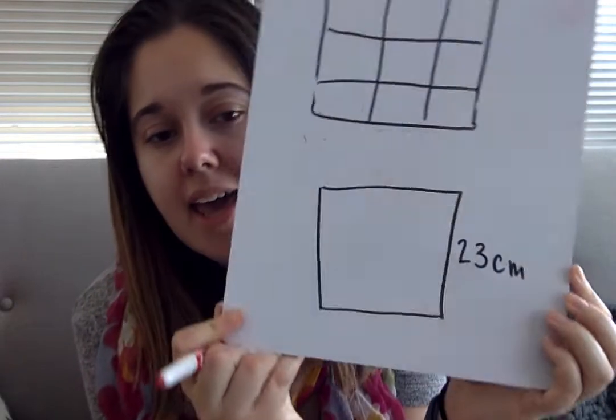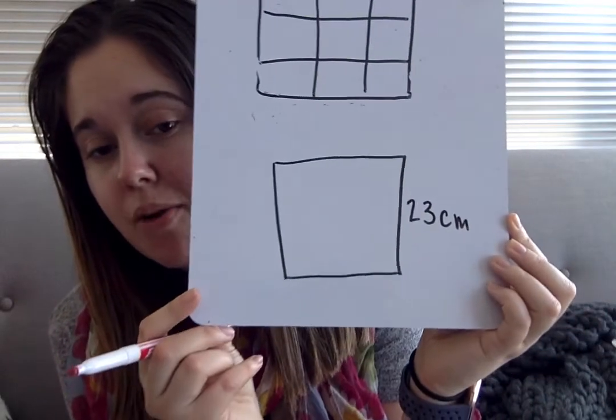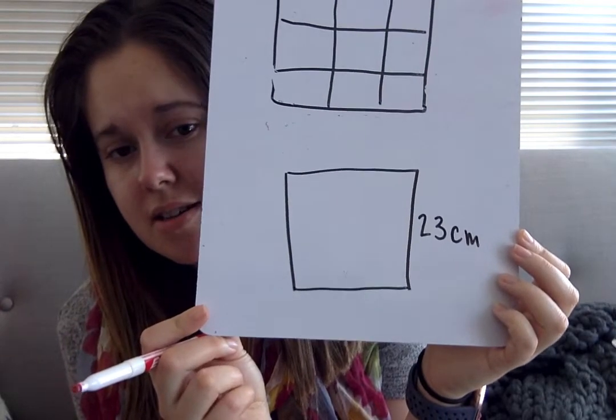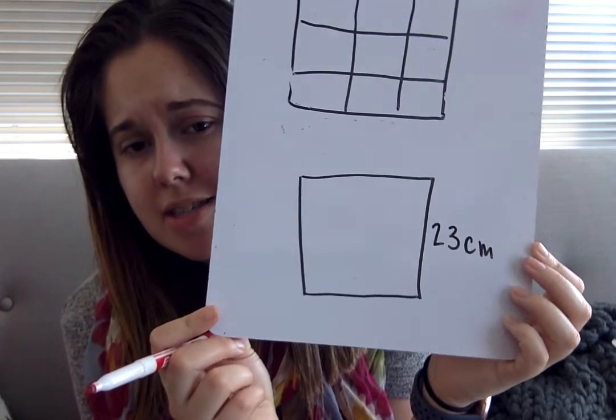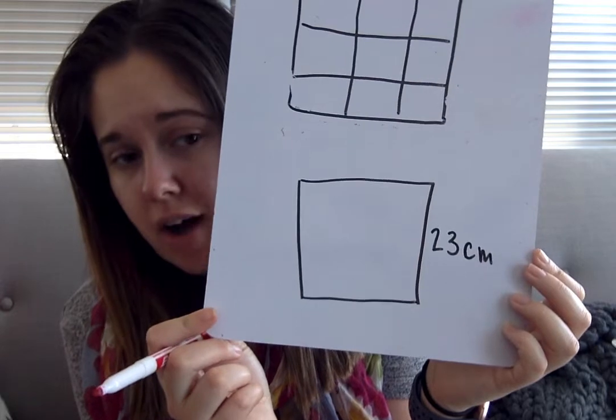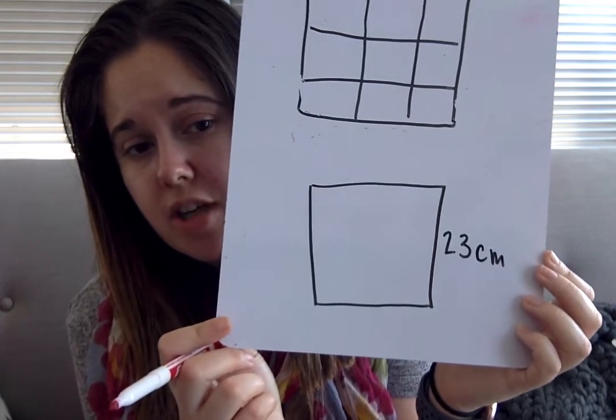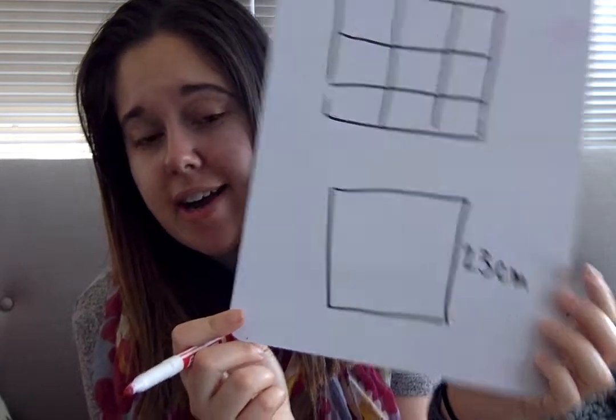All right, looking at the next part, it says we can count the units. Well, yeah, and I could count that there's 9, right? But let's look at this other square. Its side length is 23 centimeters. It's just too many units, tiny units, for us to draw. So what expression can we build to find this square's area?